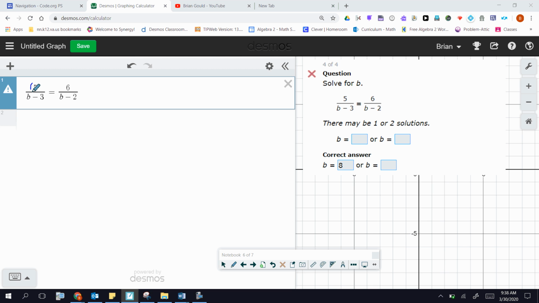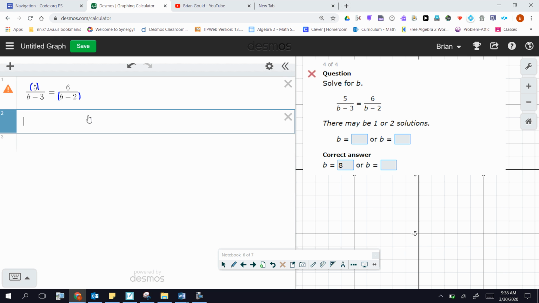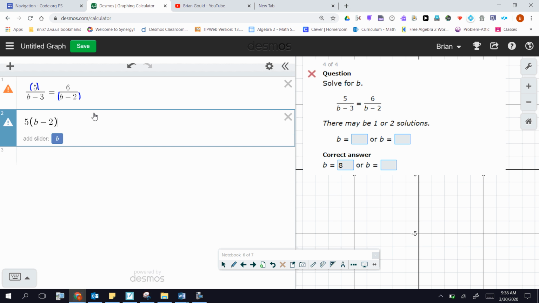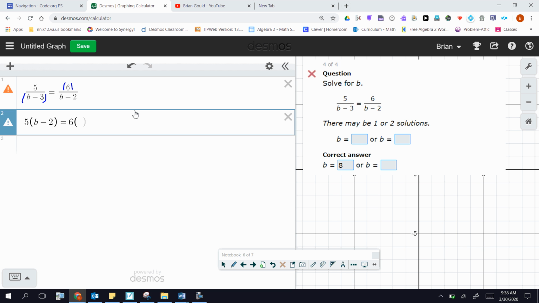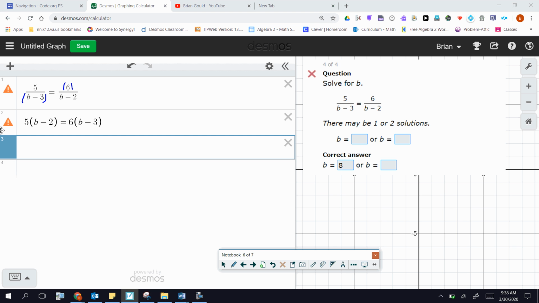All right, so first thing we want to multiply is 5 times the quantity of b minus 2. Rewrite it first, 5 times b minus 2. All right, and then of course we're going to want to multiply 6 times the quantity of b minus 3. Set that equal to what we've already got, so equal to 6 times the quantity of b minus 3.